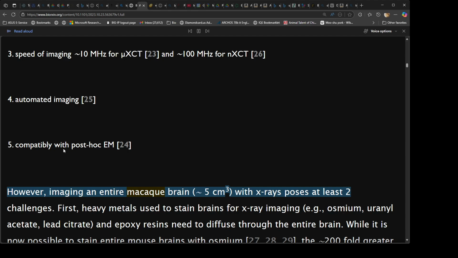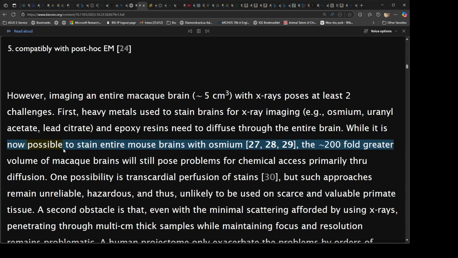However, imaging an entire macaque brain, ~5 cubic centimeters, with X-rays poses at least two challenges. First, heavy metals used to stain brains for X-ray imaging, e.g., osmium, uranyl acetate, lead citrate, and epoxy resins, need to diffuse through the entire brain. While it is now possible to stain entire mouse brains with osmium (27, 28, 29), the ~200-fold greater volume of macaque brains will still pose problems for chemical access primarily through diffusion. One possibility is transcardial perfusion of stains (30), but such approaches remain unreliable, hazardous, and thus unlikely to be used on scarce and valuable primate tissue.